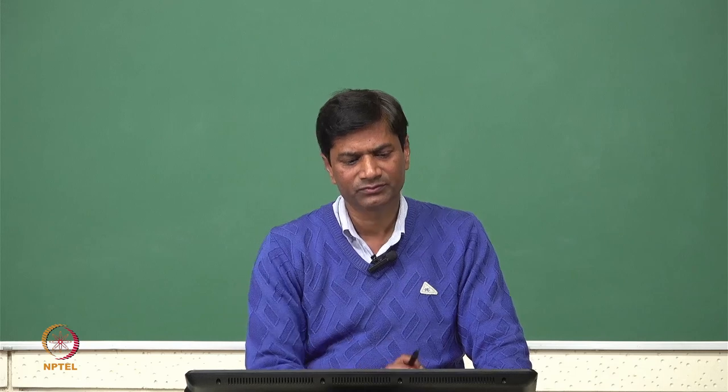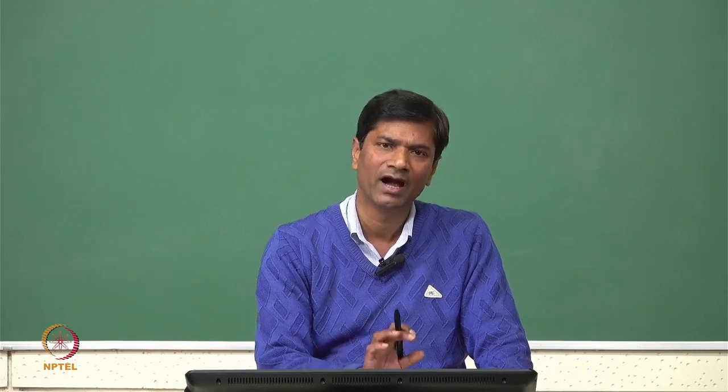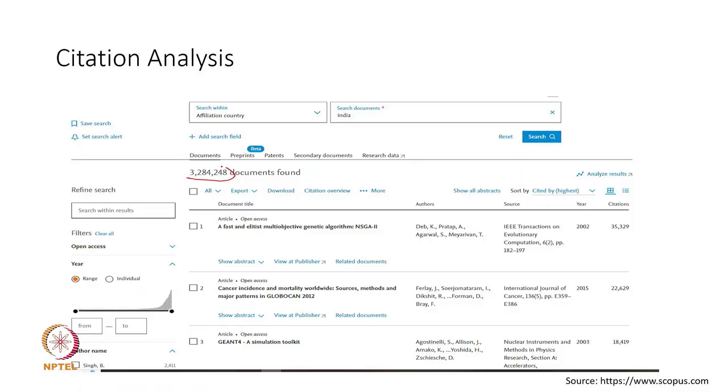If we use the same database, that is Scopus, and our earlier result of 3.2 million articles from India, and try to find which article has the maximum number of citations, then we come to know there is an article published in IEEE Transactions on Evolutionary Computation, published in 2022, that received more than 35,000 citations. That means we are analyzing the citations received by an article over a period of time using bibliometrics.